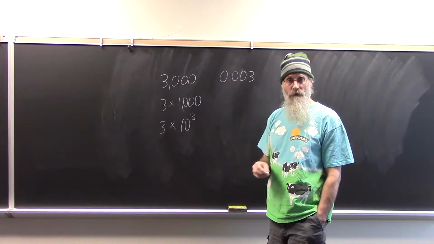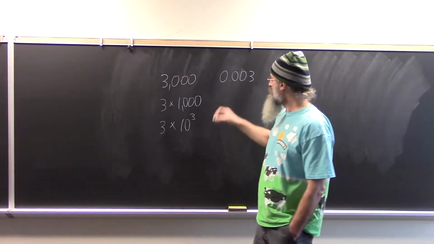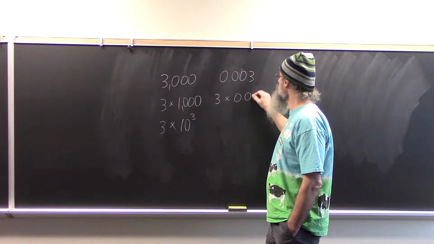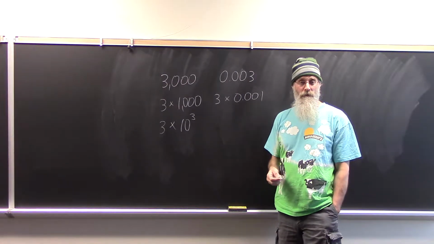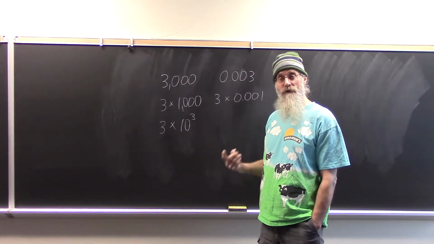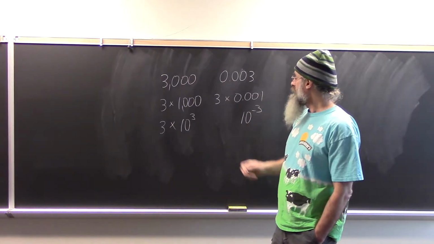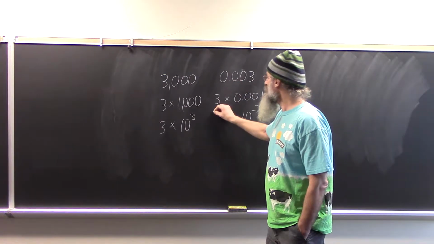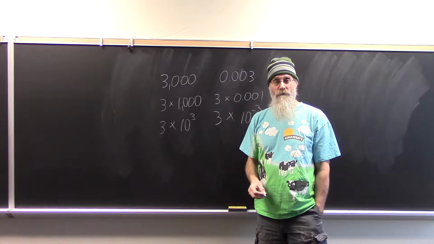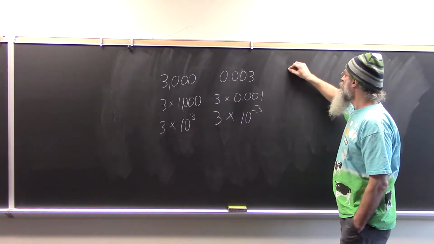If we had 0.003, so this becomes a little more difficult to conceptualize, but bear with me. That would be the equivalent to 3 times 0.001. But we know that 0.001 is equal to 10 to the minus 3, and therefore 0.003 is equal to 3 times 10 to the minus 3.